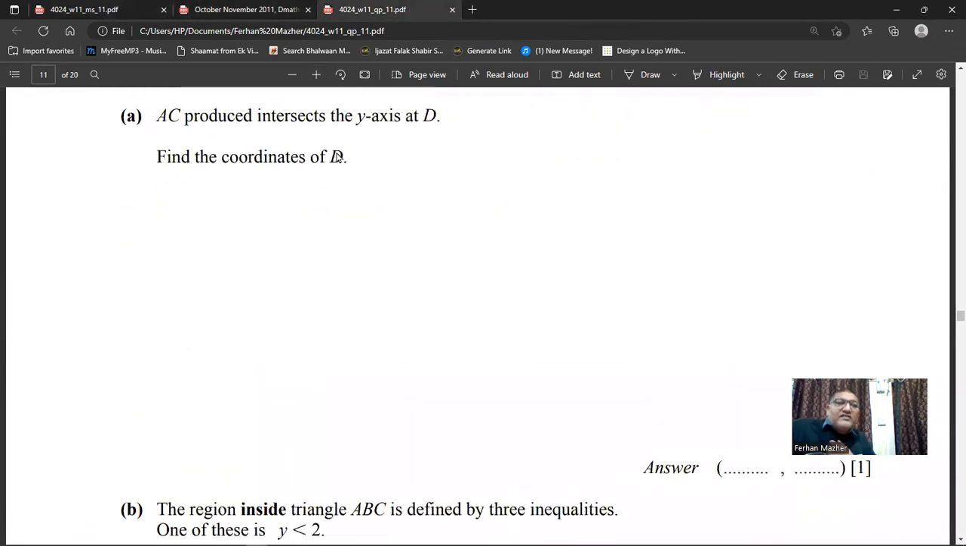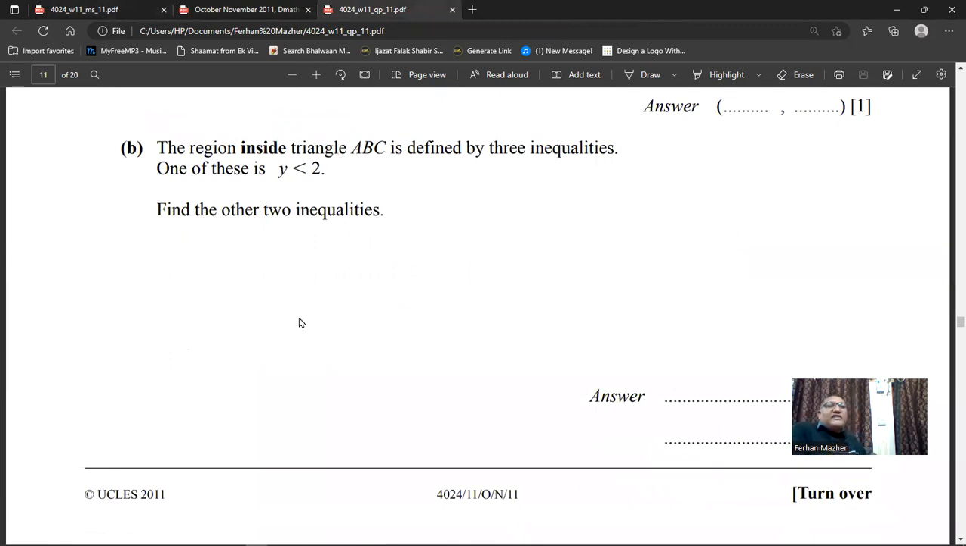Then the question is, the region inside the triangle ABC is defined by three inequalities. One of these is y is less than 2. Find the other two inequalities. Okay.